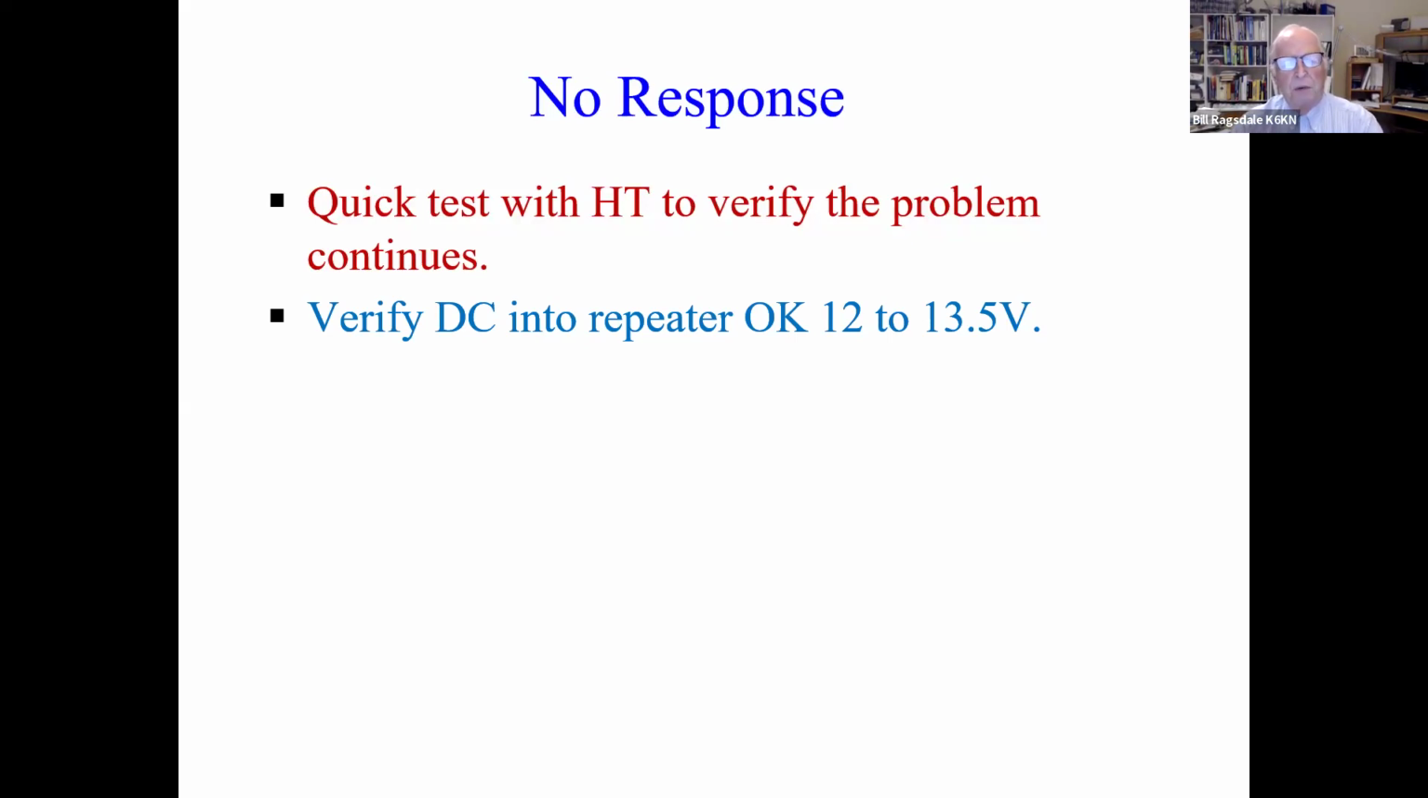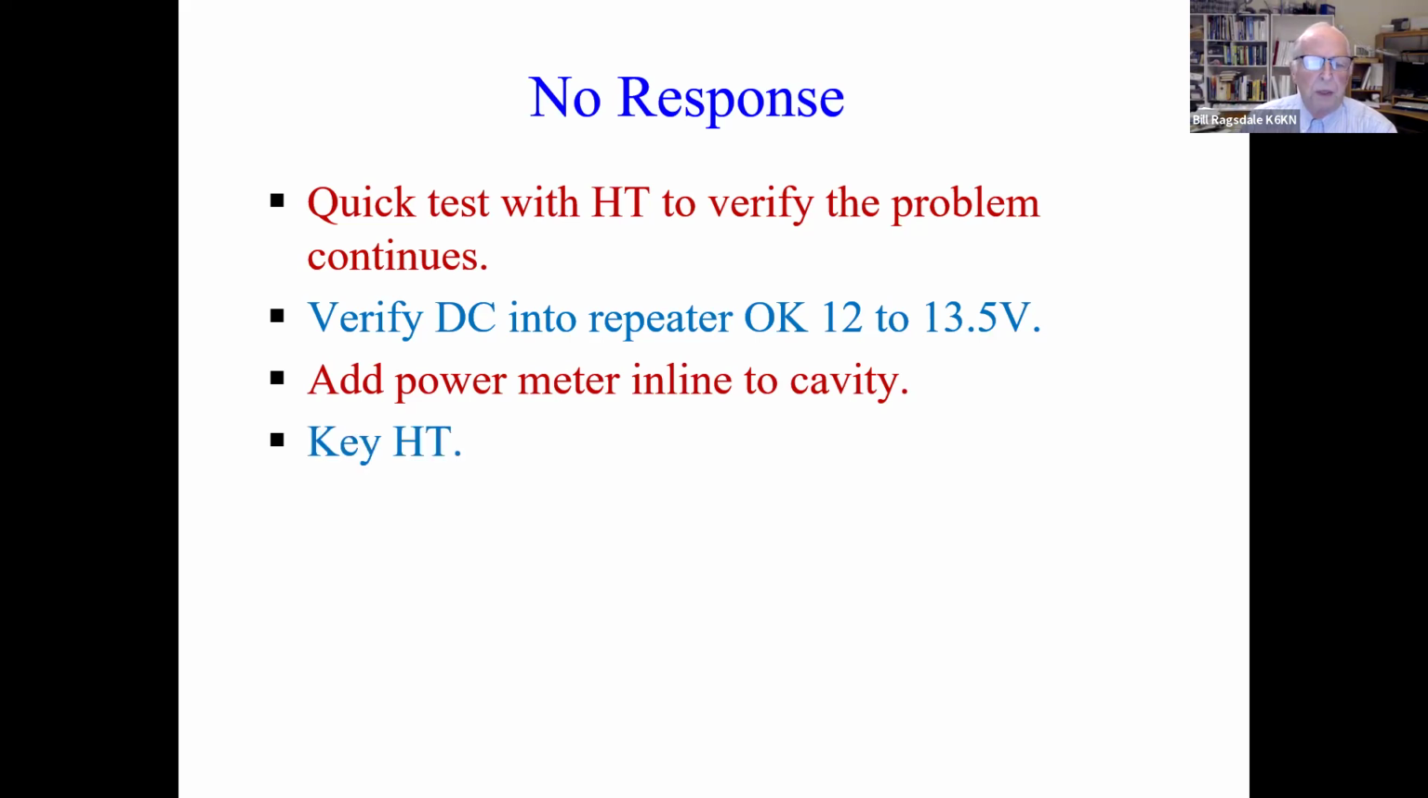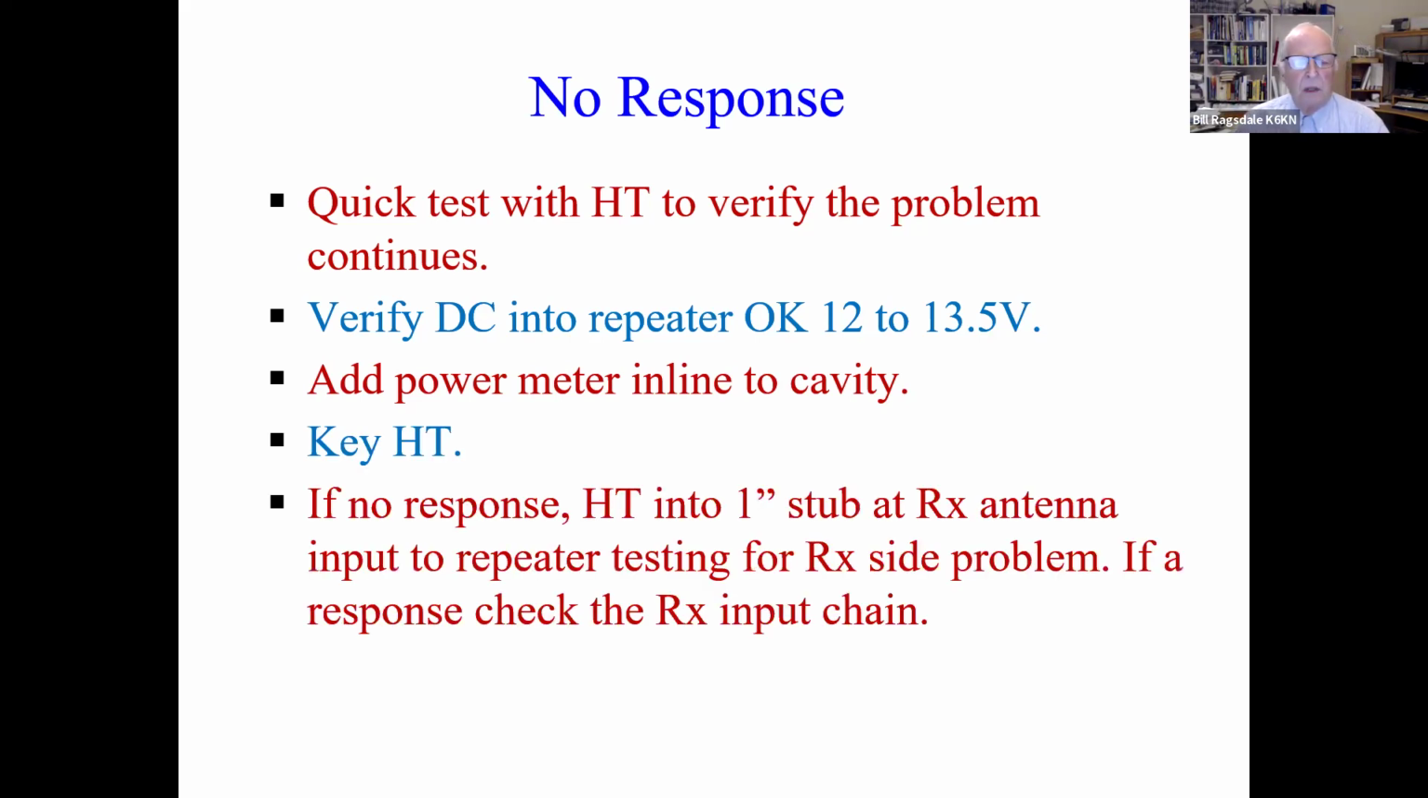The next step up is to verify the DC values into the repeater, and they should be somewhere well above 12 volts; 13.5 or 13.8 volts is typical. And after you check the power is okay, then you put a power meter in line to the cavity. That way you can see directly what's leaving the repeater. You key your handy-talkie, and if there is no response, you are suspicious now of the receive antenna.